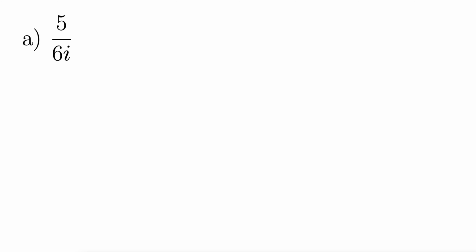For this example, we want to divide 5 by 6i. So 5 divided by 6i. We want our answers to be of the form a plus bi. But here we have an i down in the denominator, so that's a problem. Here's how you get an i out of the denominator when it's just kind of hanging out by itself like that.